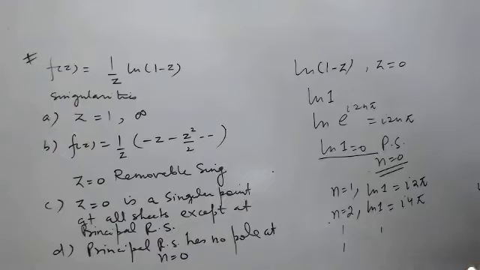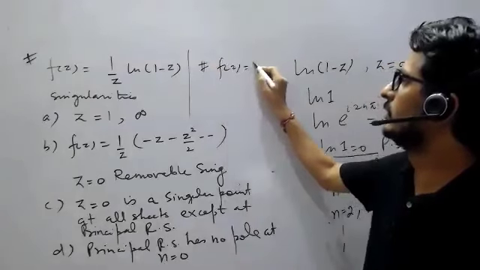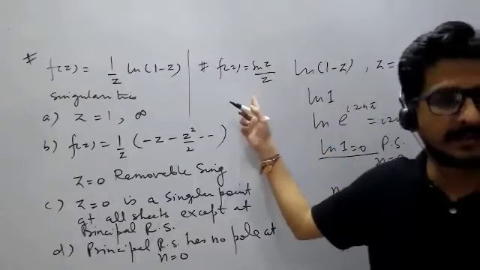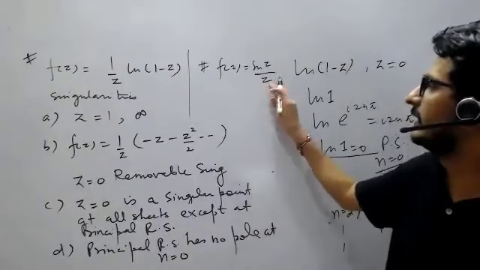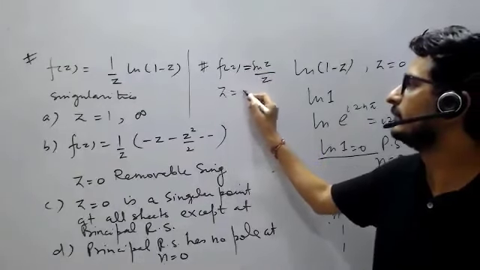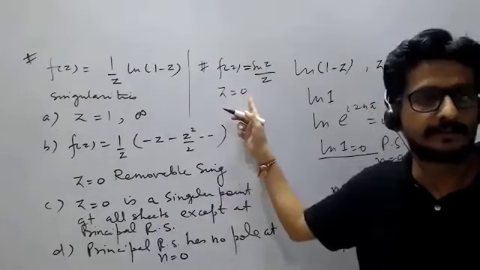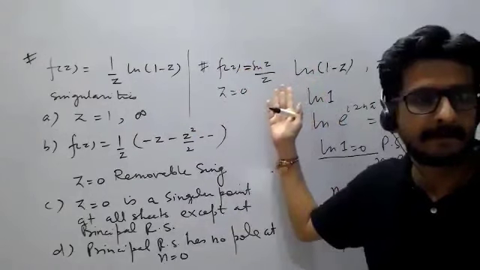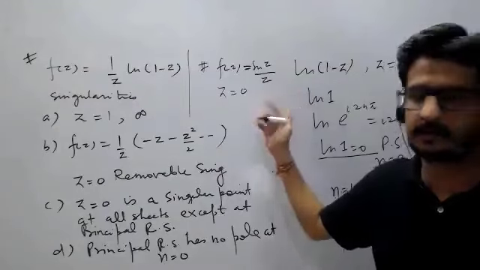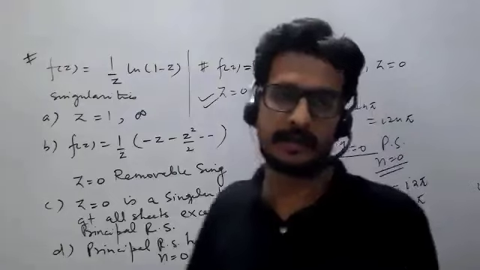Like we take a problem f(z) is equal to sin z by z, and we solved it using z is equal to 0. If I take, suppose, what is z is equal to 0? It can be removed if you open this sine. Yes, sir. So z is equal to 0 is also a removable singularity here.